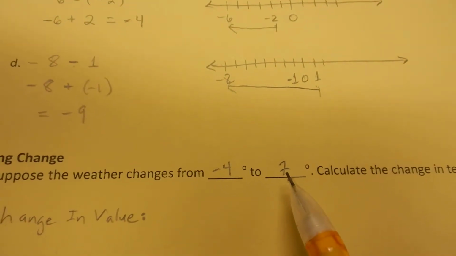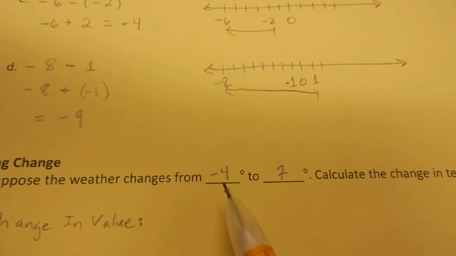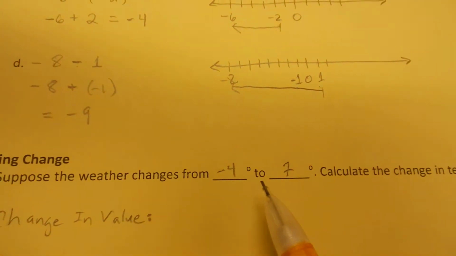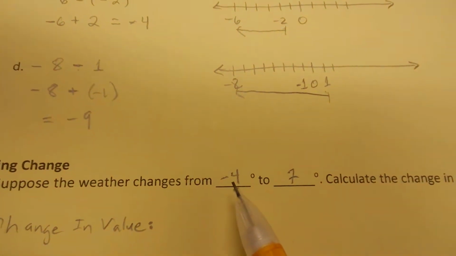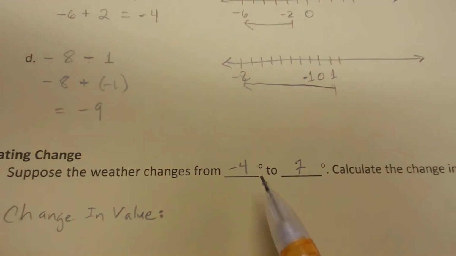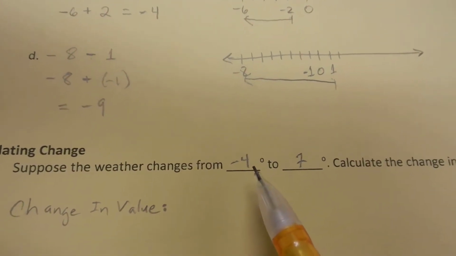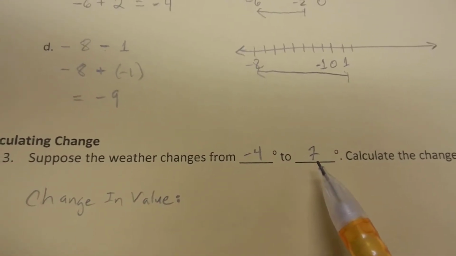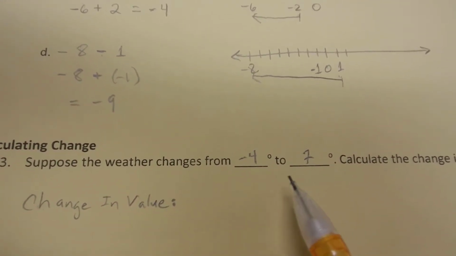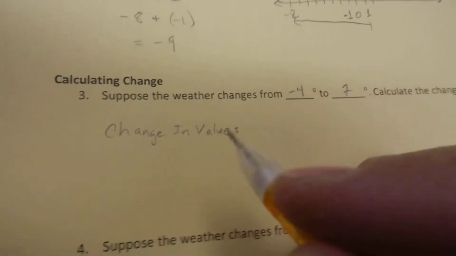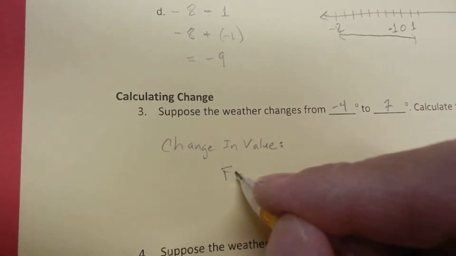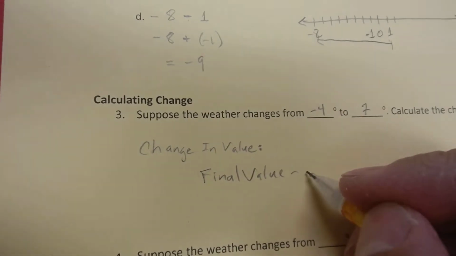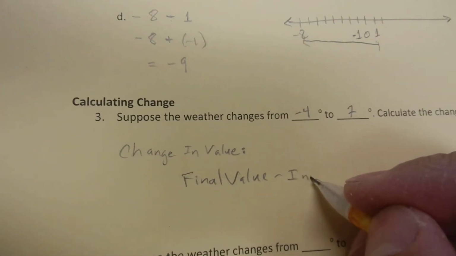What's the change there? Hopefully you can see, if you were to draw a number line like we did in the previous examples, you would see that there's an 11 degree increase or 11 degree change. Mathematically, we find the change in a value by taking the final value in a situation and subtracting off the initial value. So let me write that for you. The final value minus the initial value.